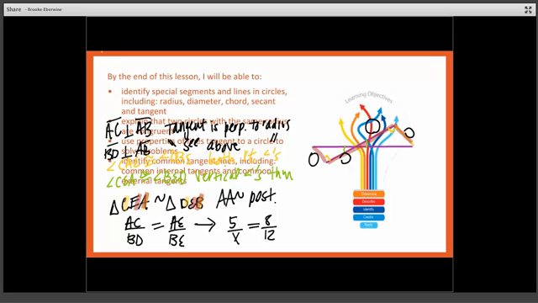And remember, to solve proportions, we cross multiply. So I can say 12 times 5 has to equal 8 times X. Well, 12 times 5 is 60. So that's 60 is equal to 8X. And if I divide by 8 on both sides, then I get X is equal to 7.5.